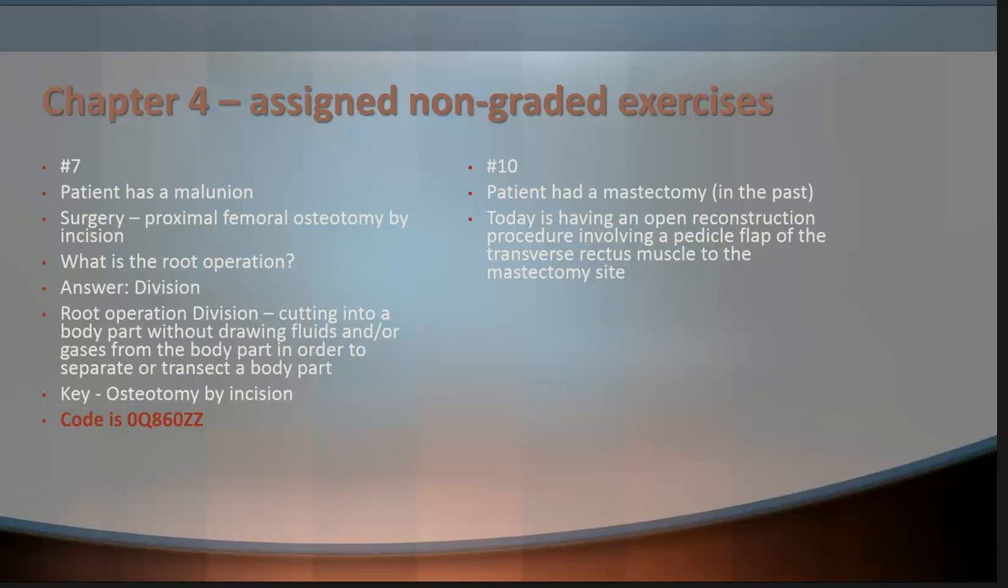Number 10 in this particular area of your textbook is a patient who had a mastectomy on the right side, so she had this in the past. A patient who had a mastectomy on the right side now presents for an open reconstruction procedure involving a pedicle flap of the transverse rectus muscle to the mastectomy site. So you're coding this second procedure, this open reconstruction.